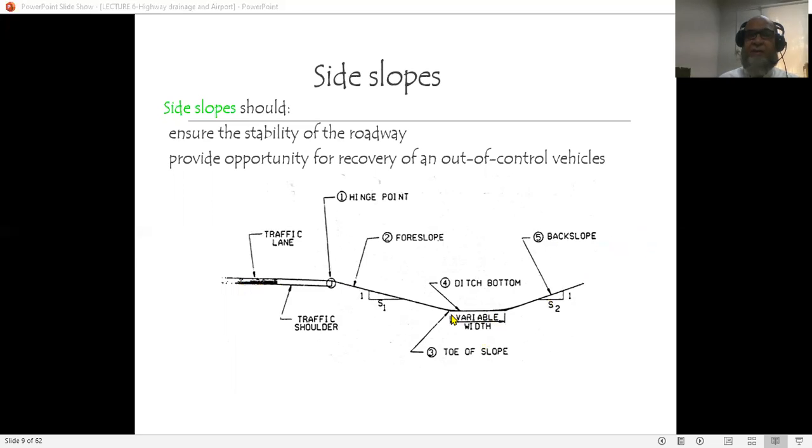This width is variable, it's very important. The more the width, obviously, the more water it can take, but at the same time, it may not be economical. Sometimes if you don't have much rainfall, this width can be small. But for an area where higher rainfall is expected, this can be wide.